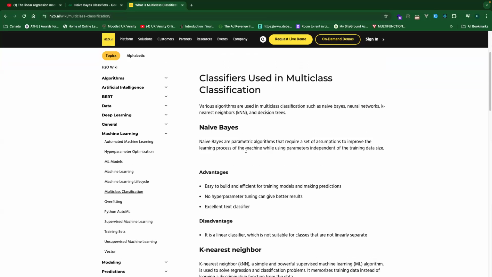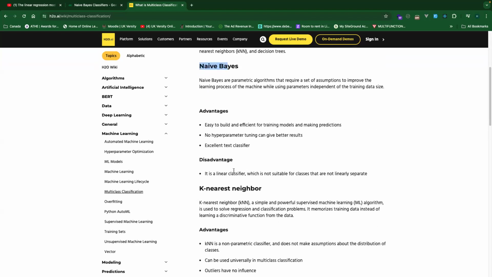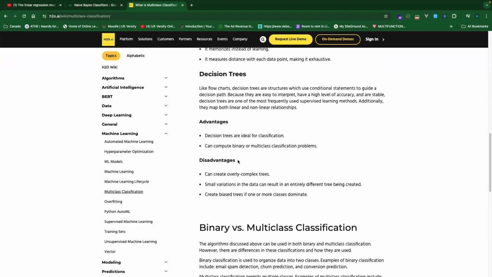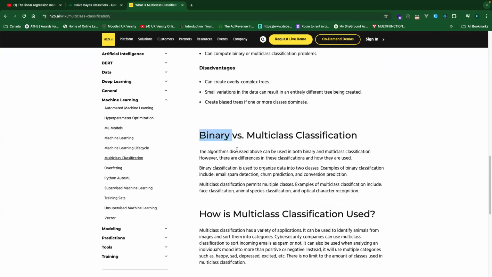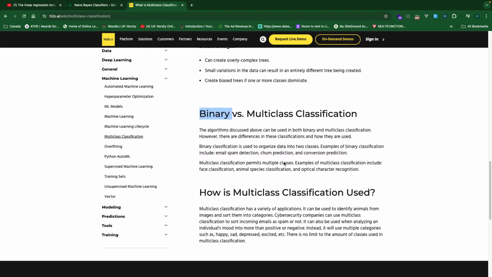This website also explains what naive-Bayes is, and its advantages, as well as k-nearest neighbor and decision trees. It also covers differences between binary and multi-class classification. Like we said, examples of binary classification include image spam detection and so on.